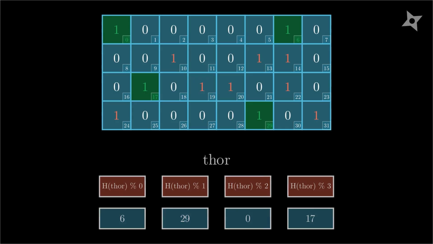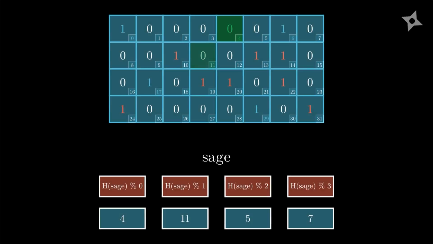Step 2 is just to check in the bit array if all these bits are 1. Meaning if they are 1, you can say Thor probably exists in the Bloom filter. So let's take another example, the word sage. First, you find the hashes of that word. In this case, it's 4, 11, 5 and 7.